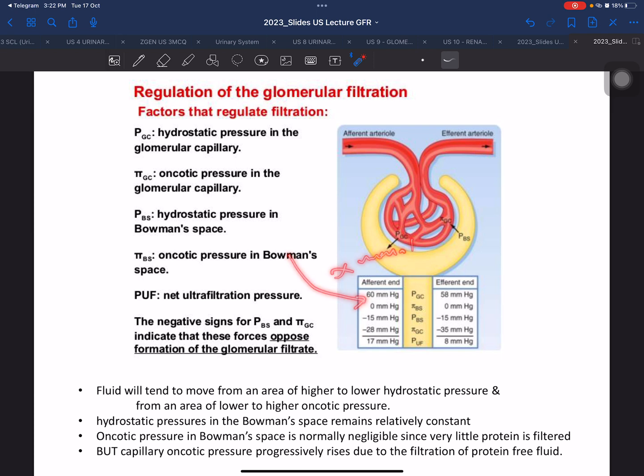But the one most affected is the capillary oncotic pressure. Capillary oncotic pressure progressively rises due to the filtration of protein-free fluid. There is more protein towards the end, and that's why there is an increase in this oncotic pressure.